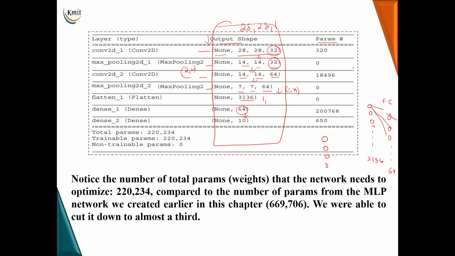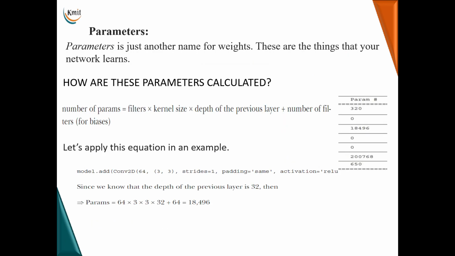Now we will talk about the next part of the table, which is called parameters. Parameter is just another name for the weights, and we have a formula to calculate all these values. These are the things that your network learns, as I already told. How are these parameters calculated? The number of parameters is equal to filters into kernel size into depth of the previous layer, plus the number of filters, or the number of biases.